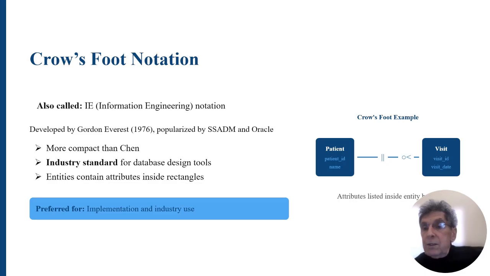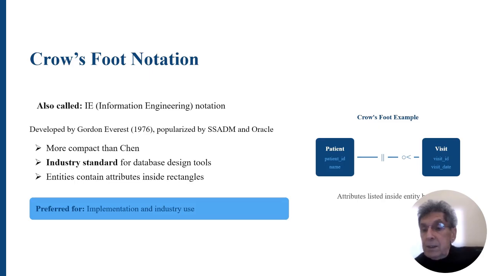Crow's foot notation, also called IE notation for information engineering, is the industry standard rather than Chen. Developed around the same time, it was popularized by consultants at the firm that ended up becoming Oracle. It's what you'll see in most professional database design tools.